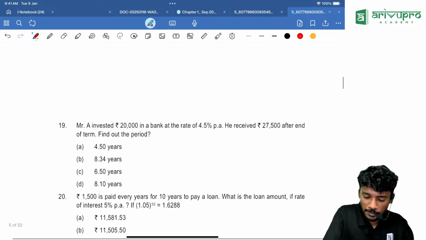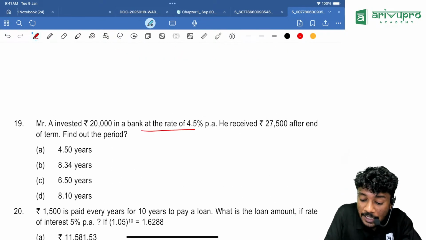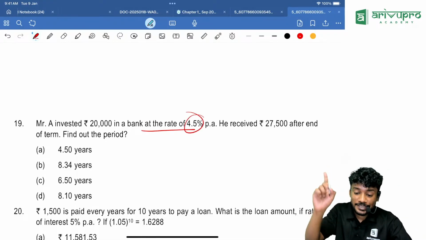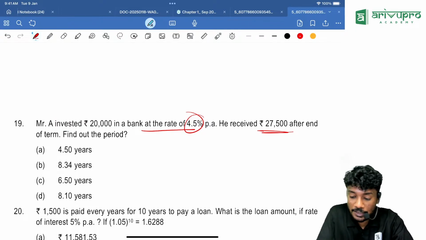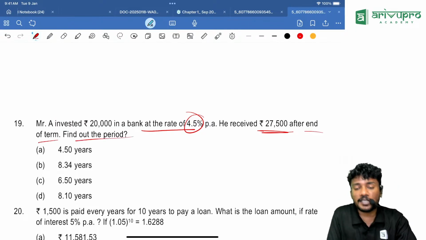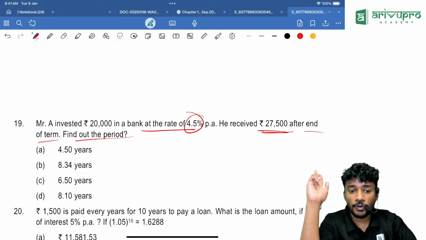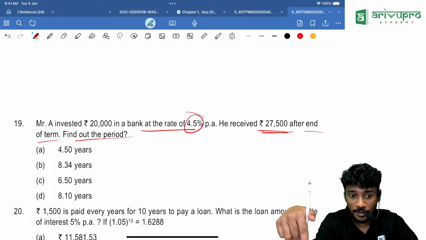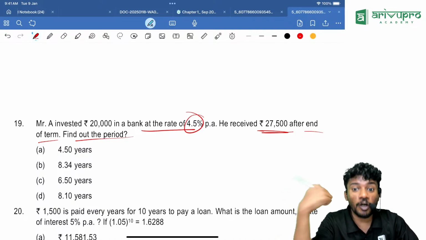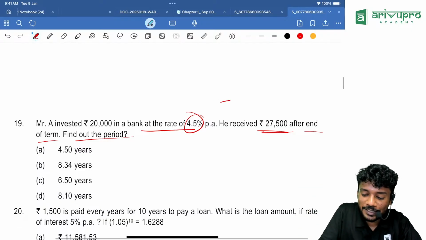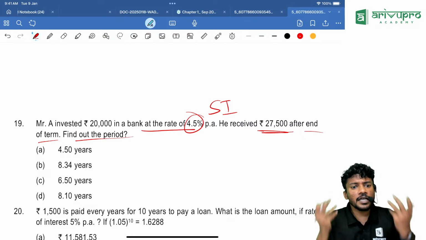Next question, people. Mr. A invested 20,000 in a bank at 4.5% per annum. He received 27,500 at the end of the term. Find out the period. I will ask you one question. Is simple interest or compound interest mentioned in the question? Anything is mentioned in the question? If nothing is mentioned, what will we take? We will take simple interest. Did you understand that? Nothing is mentioned, so we are going to take simple interest.